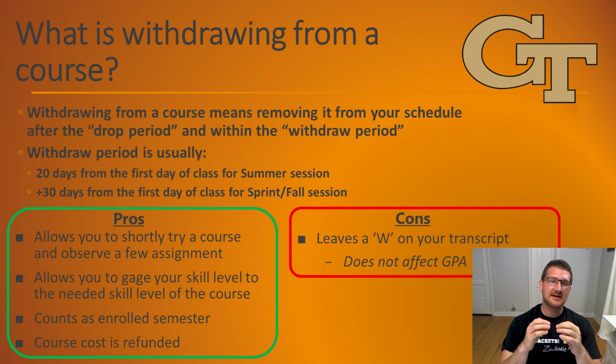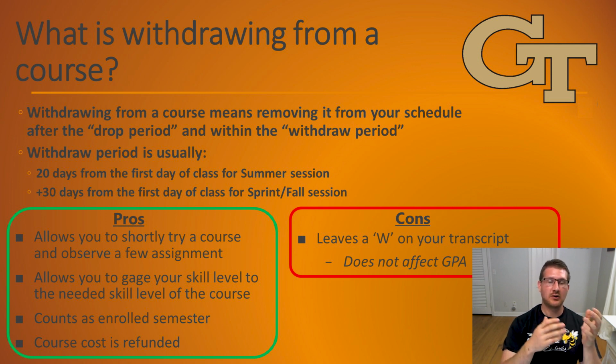Also, it does count as an enrolled semester. Now, what does that mean? The OMSCS program allows you to take one semester off consecutively, meaning if you take the summer semester off, you have to be taking a course in the fall. Otherwise, you'll lose your status as an OMSCS student.